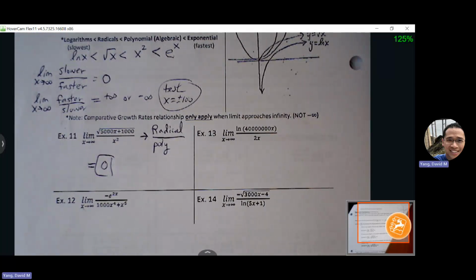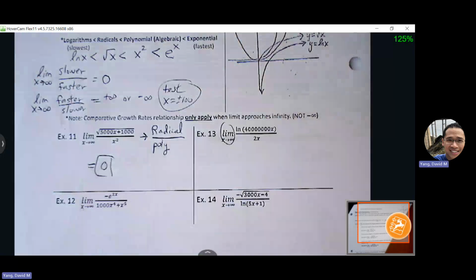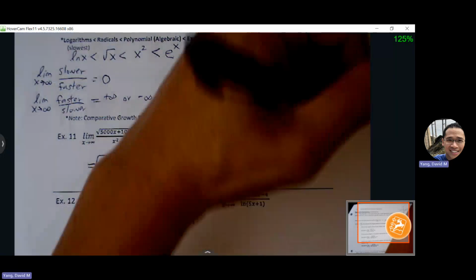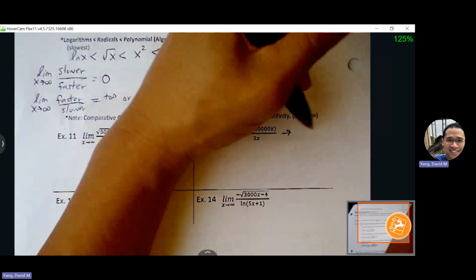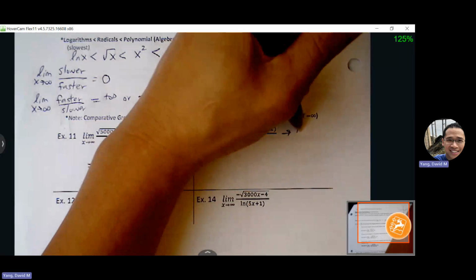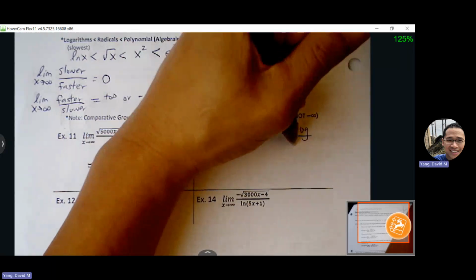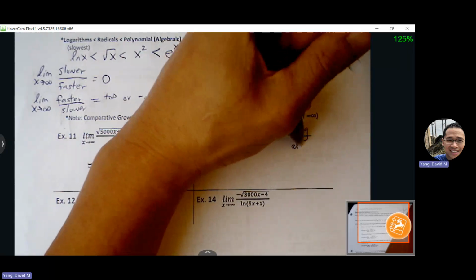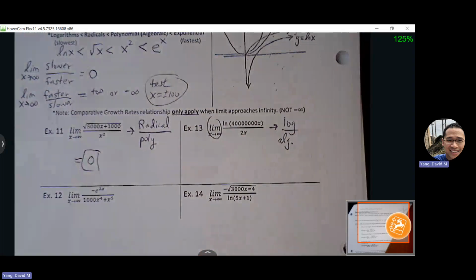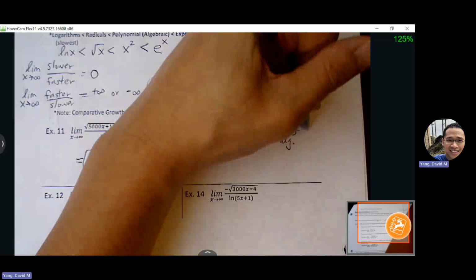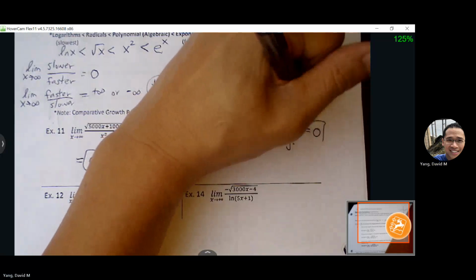Okay, 13. Again, this only works if we're approaching infinity. Numerator, what family of functions does that fall under? Well, yep. Denominator is polynomial algebraic, which is growing at a faster rate. Algebraic polynomial, therefore my limit is still 0, right?